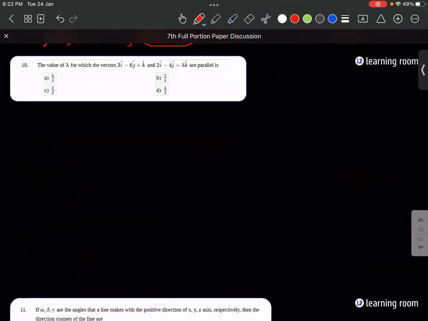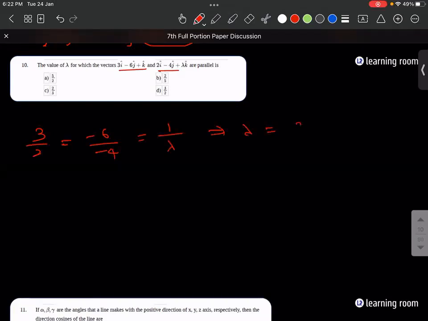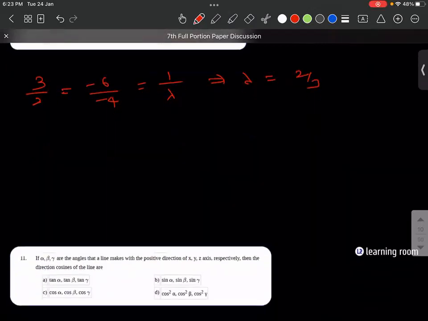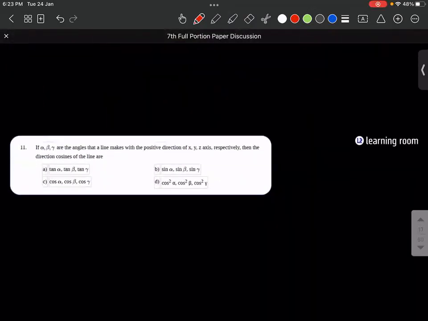So the value of lambda for which this and this are parallel is. So when they should be parallel, the direction ratios should be in the same ratio. So 3 by 2 should be minus 6 by minus 4 should be equal to 1 by lambda, which implies lambda should be equal to 2 by 3. Did you understand what I did? The coefficients of i, j, k are the direction ratios. The direction ratios will be in the same proportion. Correct? So this is a very simple question.